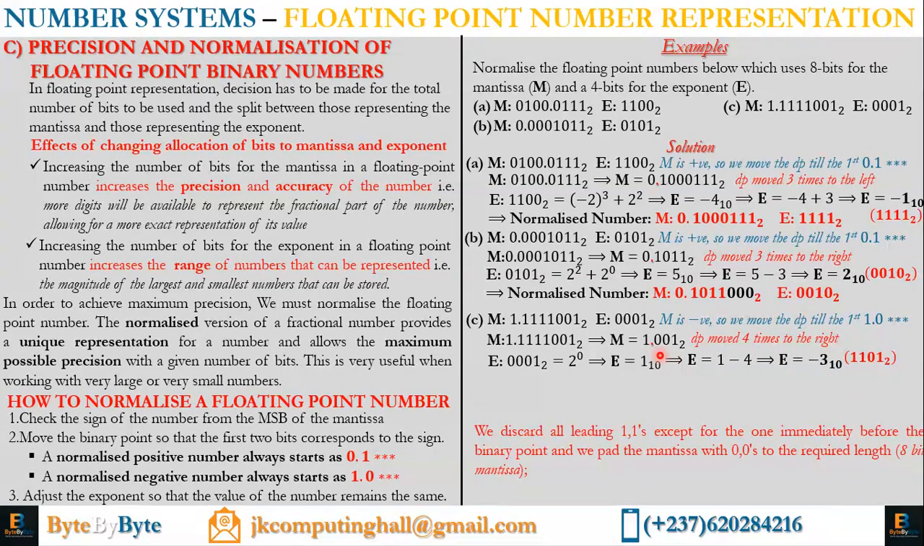Now, our mantissa has 1 2 3 4 digits, so we are going to pad it with 4 zeros, and this is our exponent. So the normalized number is this. That is what we have, dear student.